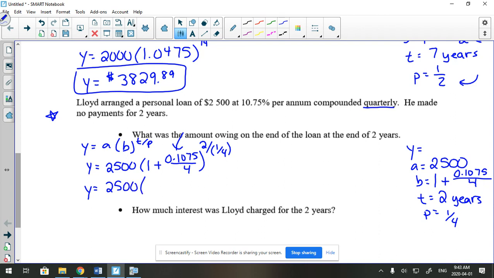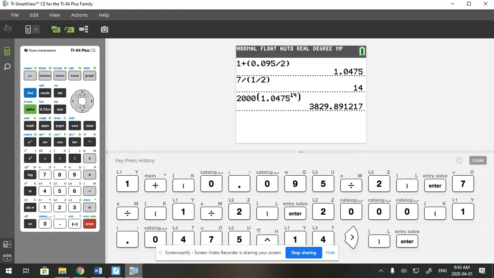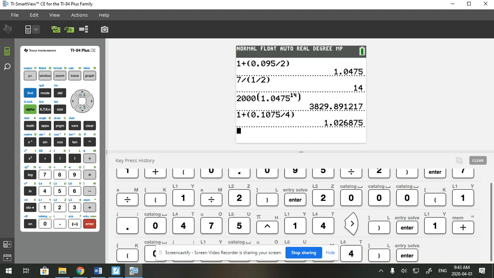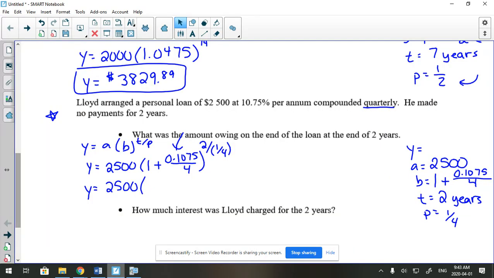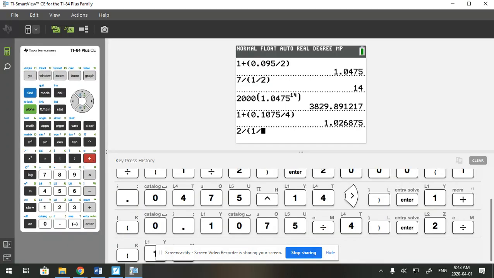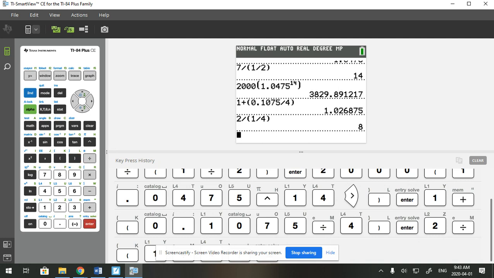So first I'm going to do whatever's in the brackets. So that's going to be a 1 plus, in brackets, 0.1075 divided by 4. So that's the number in the brackets. And again, don't round this value, store it or write it out. If you round it, your final answer will be off. And you have 2 divided by 1/4. You can do that in your calculator too, or you can start seeing the pattern there about 8, but let's do it in the calculator. 2 divided by, and in brackets, 1/4. You can see that equals 8.